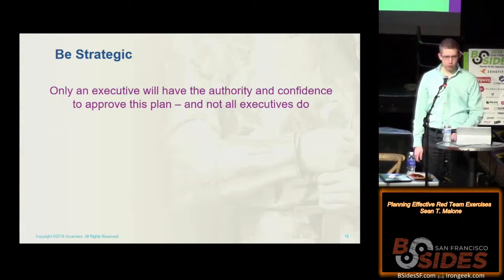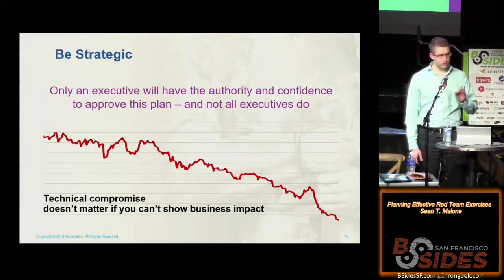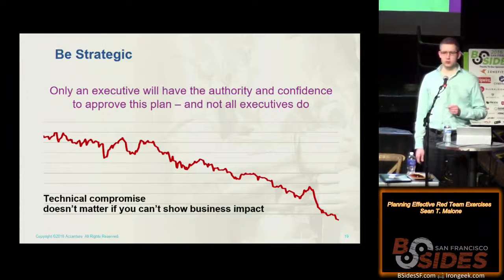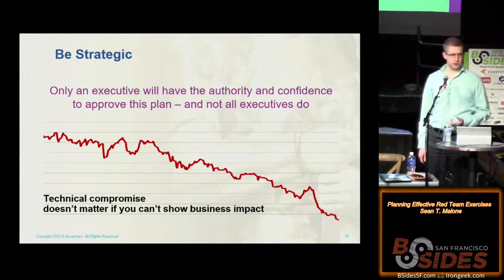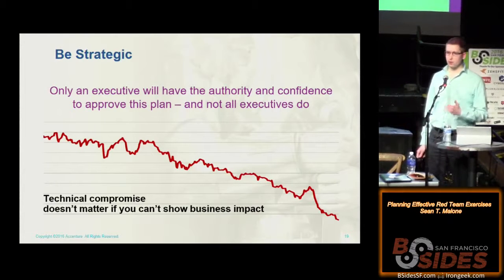And I've said it before, I'll say it again, that technical compromise doesn't matter if you can't show business impact. So find what it is that the executive team will understand. That's usually, especially in a public corporation, what is going to affect the stock price if it hits the front page of the New York Times? What is there that is going to directly affect the bottom line, have a material impact on the business?